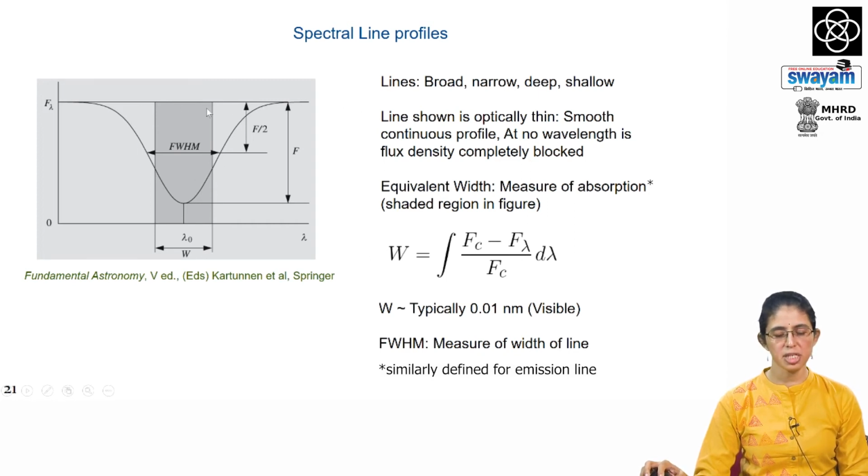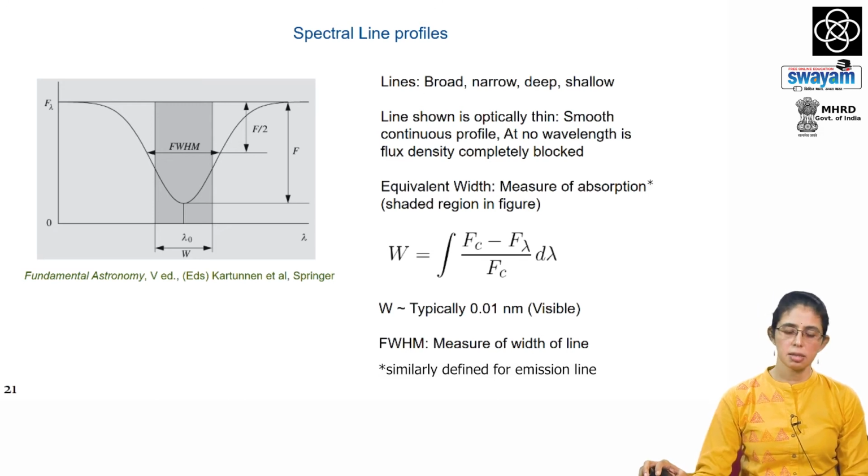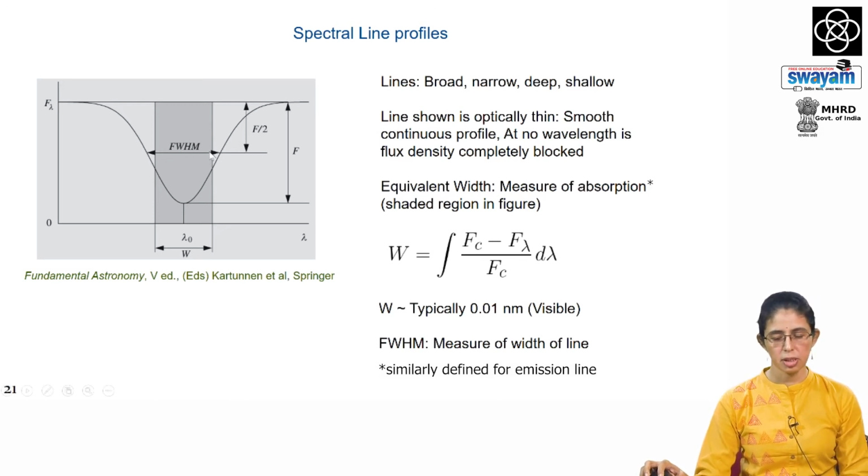This is shown by the shaded region in this figure, and the unit of equivalent width is length units, and typically it is of the order of 0.01 nanometers in the optical regime. Another measure of the width is the FWHM, which is the width of the line at half the strength, at the value of half the strength. That is the full width at half maximum.